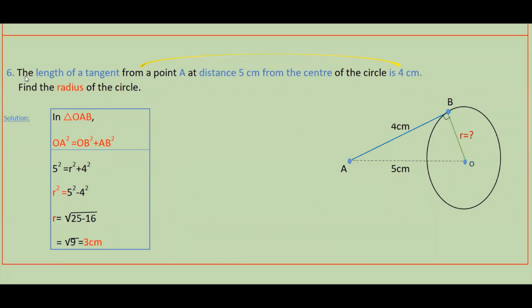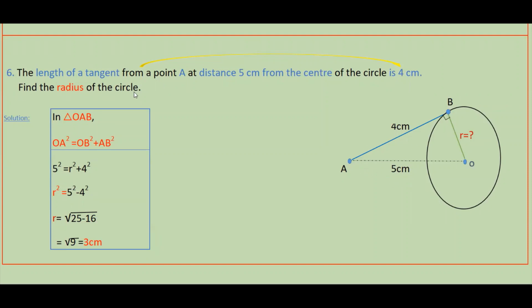This is the sixth problem. The length of a tangent from a point A at a distance 5 centimeters from the center of the circle is 4 centimeters. So here the length of the tangent AB is given, that is 4 centimeters. And point A is at a distance 5 centimeters from the center. So from the center to the point A is 5 centimeters. So this is 4 centimeters and this is 5 centimeters.